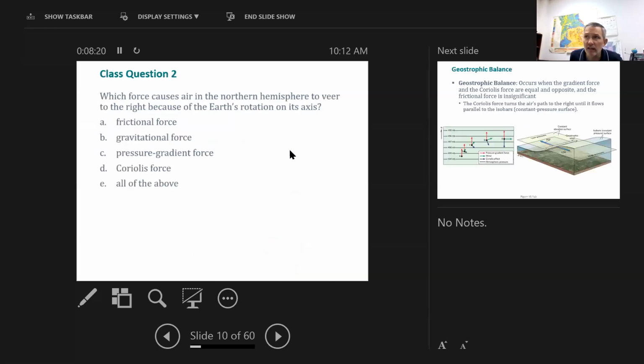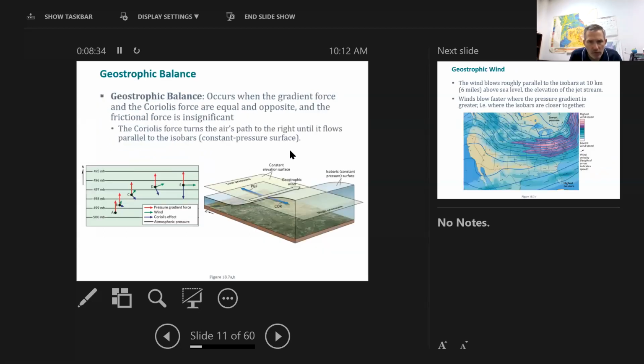And so when we start looking at this in the Northern Hemisphere, which force causes the Northern Hemisphere air to veer to the right? We just got done talking about that. That's the Coriolis force. Now, when we start looking at the forces at upper air, we don't really have to worry about the frictional forces because, again, those are occurring at the Earth's surface, the Earth-air interface. And so the only thing that we have to worry about in the upper air movements, or the geostrophic air, is the pressure gradient force and the Coriolis force. Now, the Coriolis force affects the direction.